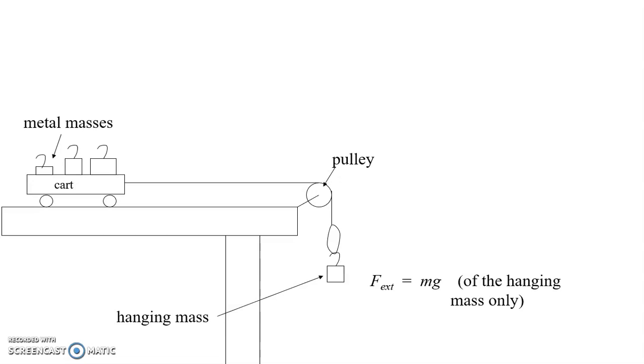This is what you're going to be using to calculate F, or the force, on your data table. It's only the weight of the hanging mass, where of course the mass has to be in kilograms.